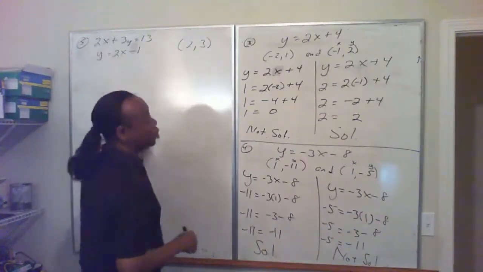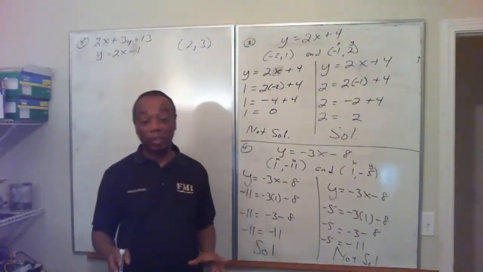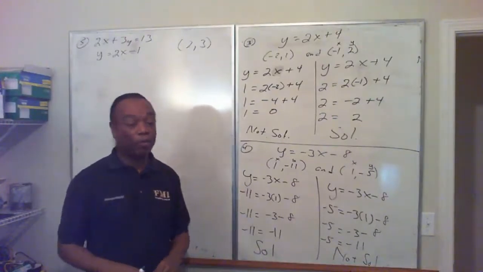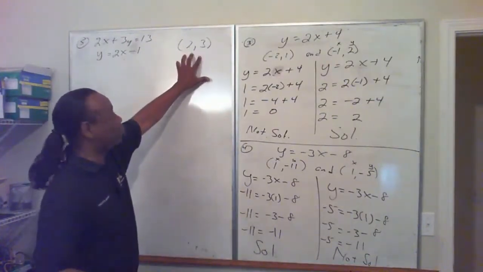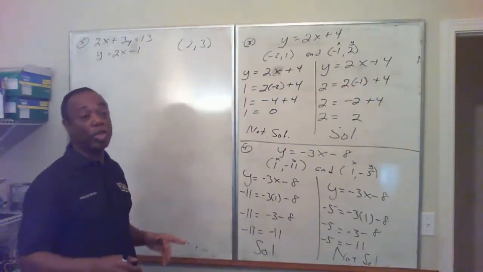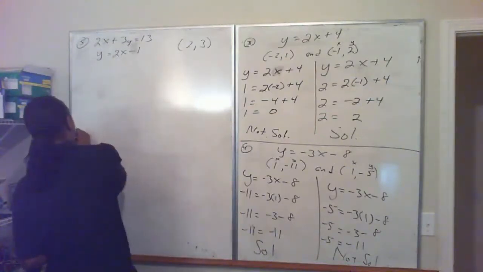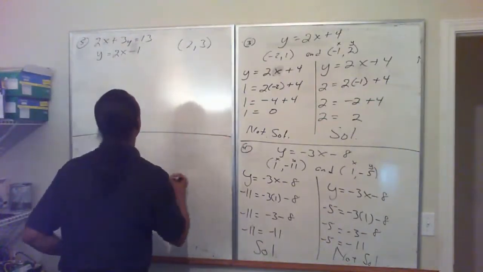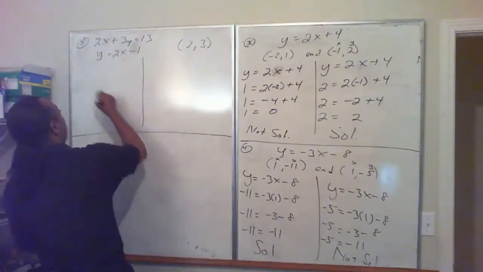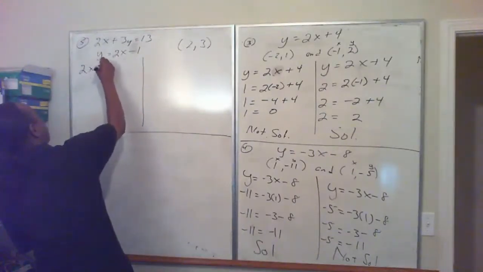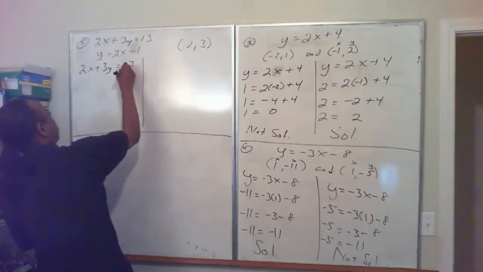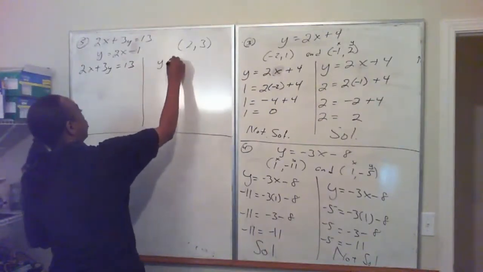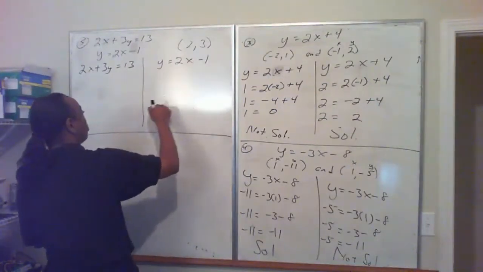Okay, two equations at one time, that is a system. And we want to verify that this is a solution of this system. To do that, we have to solve both equations or check out both equations. So let's start off with the 2x plus 3y equals 13. And then we'll also do the y equals 2x minus 1 next.